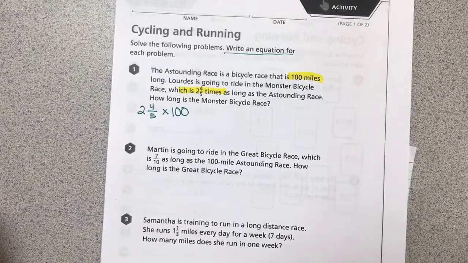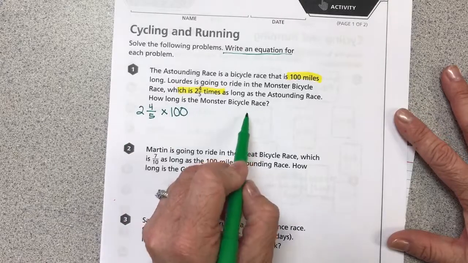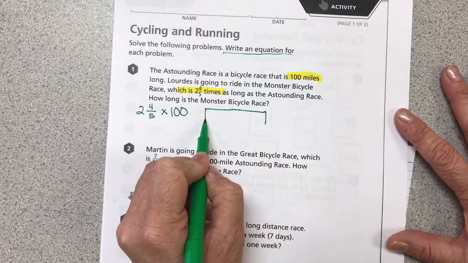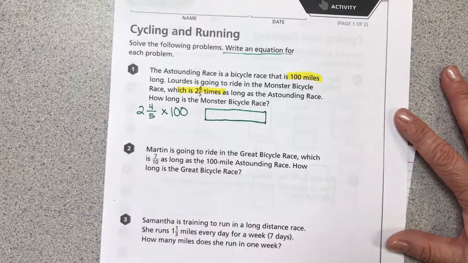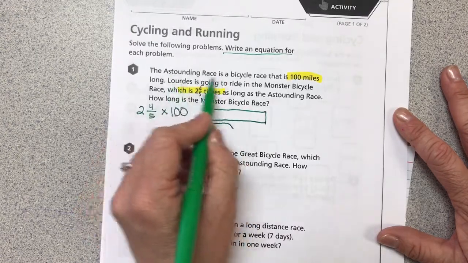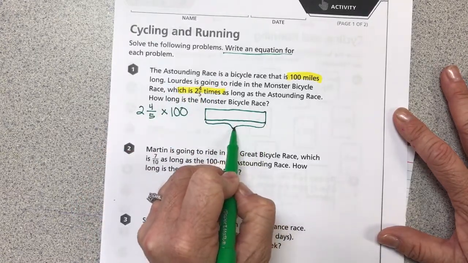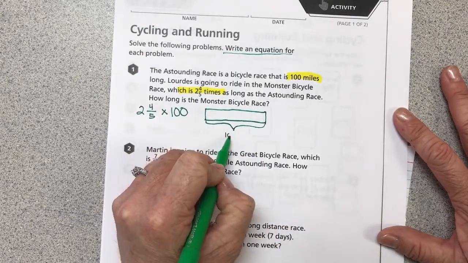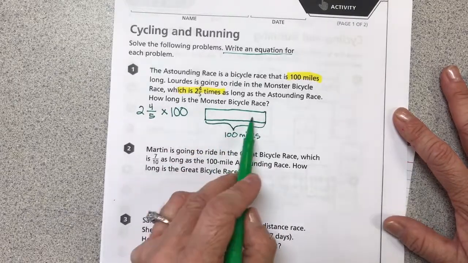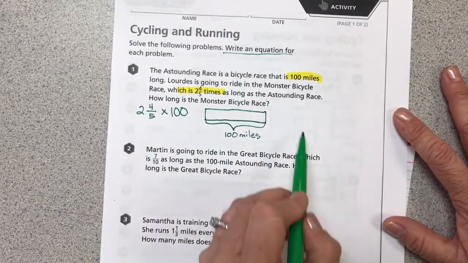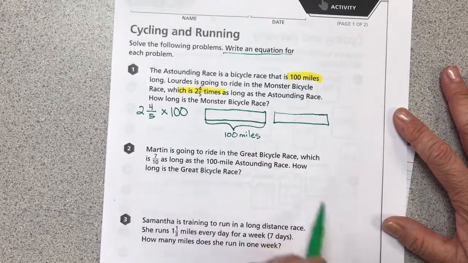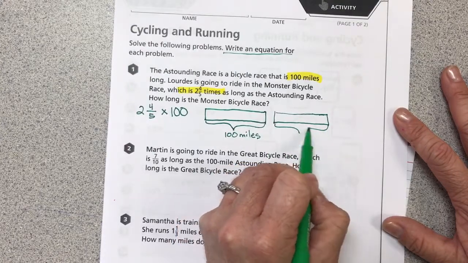One way would be to use fraction bars, which we've had some experience with. So we could use the pre-printed ones, or we could even make our own right here. So if this fraction bar represents one of the Astounding Races, so this would be 100 miles. So that would be one of the 2 4/5. And then here is another one. So this is another 100 miles.